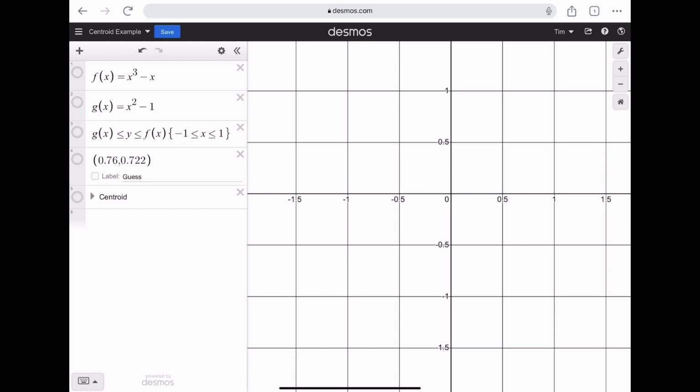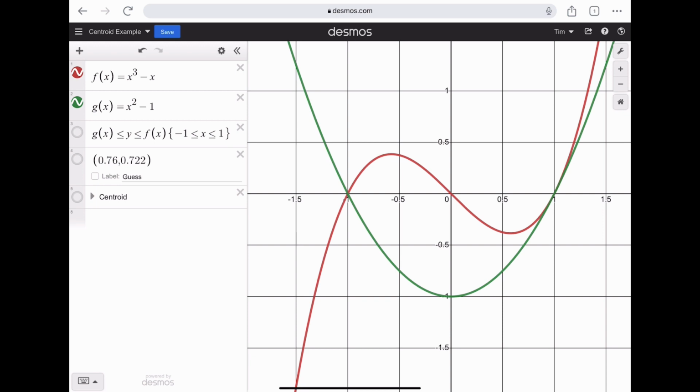The function x cubed minus x is this red function here, and the function x squared minus 1 is this green one. We want to find the area bounded by these two curves, which is this purple area here, and the centroid is going to be somewhere in the middle of this.